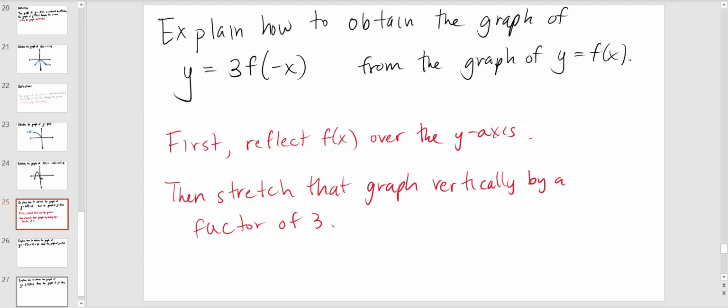Or you could say stretch all of the y-coordinates of that graph 3 times as far away from the x-axis. It's not really right to say stretch it by 3 units. Some of the points move more than 3 units away from the axis. They get 3 times as far away. So we're stretching it by a factor of 3. Let's do a couple more of these verbal ones.